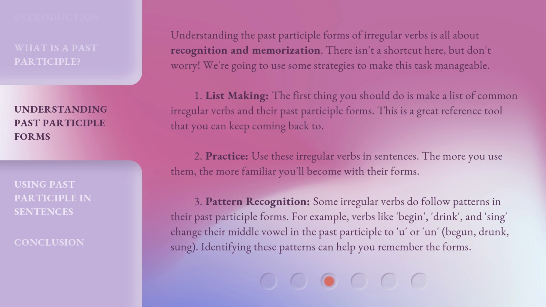2. Practice. Use these irregular verbs in sentences. The more you use them, the more familiar you'll become with their forms. 3. Pattern recognition. Some irregular verbs do follow patterns in their past participle forms. For example, verbs like begin, drink, and sing change their middle vowel in the past participle to u or un. Begun, drunk, sung. Identifying these patterns can help you remember the forms.